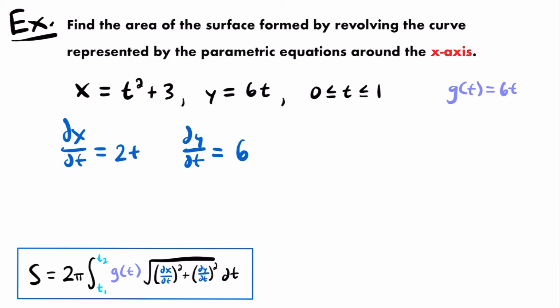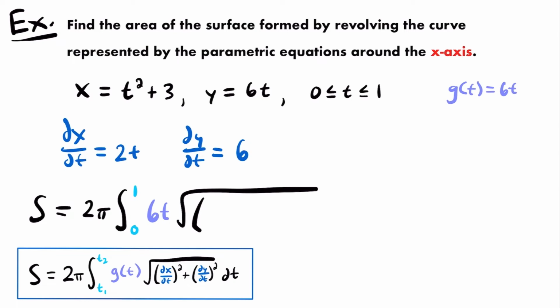So let's set up our formula. The area will be equal to 2 pi times the integral from our lower bound of t to our upper bound of t, so that will be from 0 to 1, of g of t, our radius, which is 6t. So we'll have 6t times the square root of dx/dt squared plus dy/dt squared. dx/dt is 2t, so we'll have 2t squared, plus dy/dt squared, and dy/dt is 6, so we'll have 6 squared. And then don't forget dt. All right, and so now we have set up our integral to calculate the area of the surface of revolution.